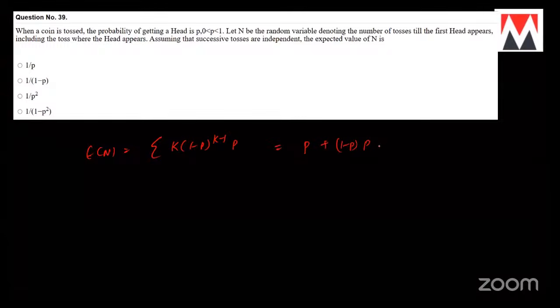Right? Next time it is 3 into (1 minus p) into (1 minus p) into p, plus so on. What will you get here? Sum of all this.